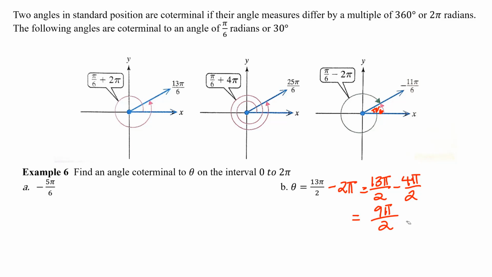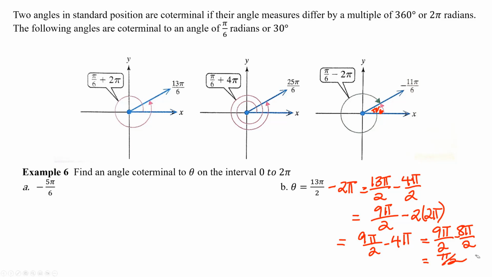So you can see that I'm going to have to do that a couple more times, since 2 pi is the same thing as 4 pi over 2. To get this down to a value that is between 0 and 2 pi, I'm going to need to subtract another 2 multiples of 2 pi. It's going to be 9 pi over 2 minus 4 pi, which is the same thing as 9 pi over 2 minus 8 pi over 2, and that's going to be pi over 2. So this angle, 13 pi over 2, is coterminal with pi over 2.